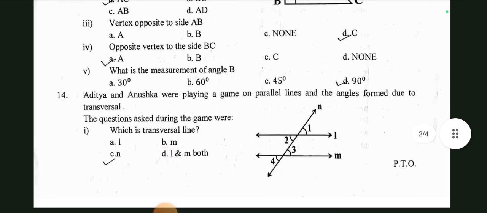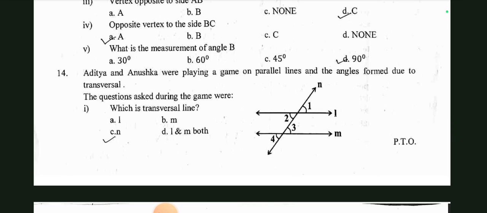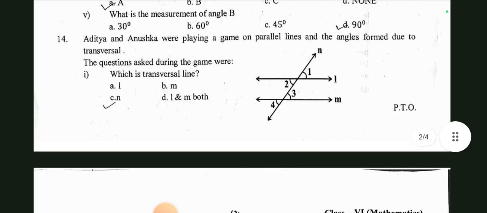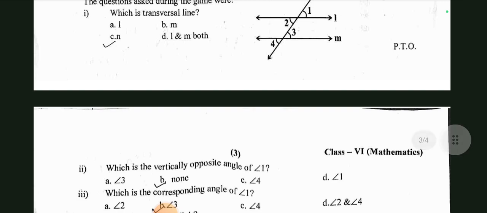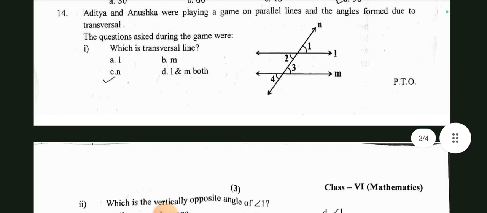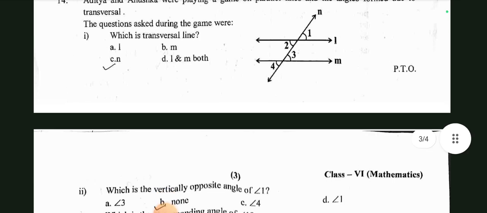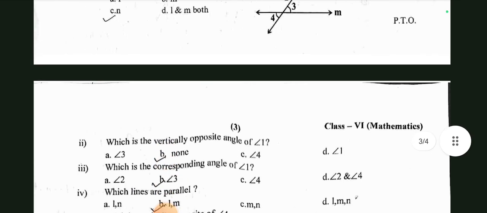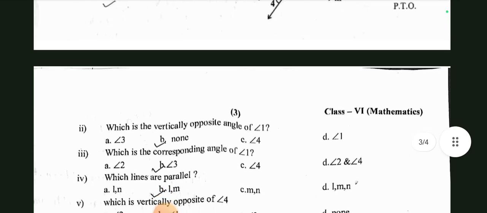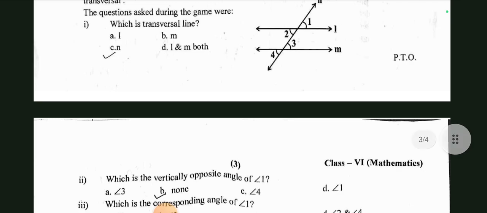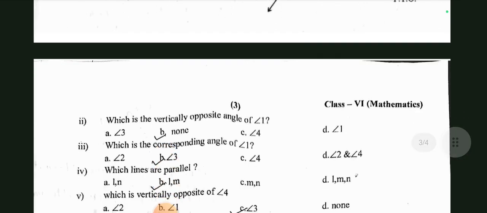Question 14, here are 2 parallel lines L and M and N is a transversal line. The question asks which is the transversal line. So here N is the transversal line. Question second, which is vertically opposite to angle 1? The vertically opposite angle of angle 1 is 2, but it is not in the options. So the right option is none of these. Question third, which is the corresponding angle of angle 1? The corresponding angle of angle 1 is 3. So the right option is B.